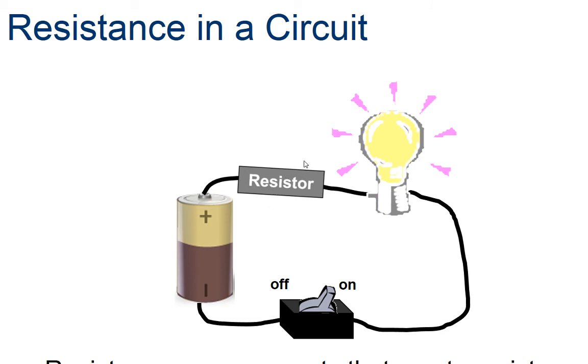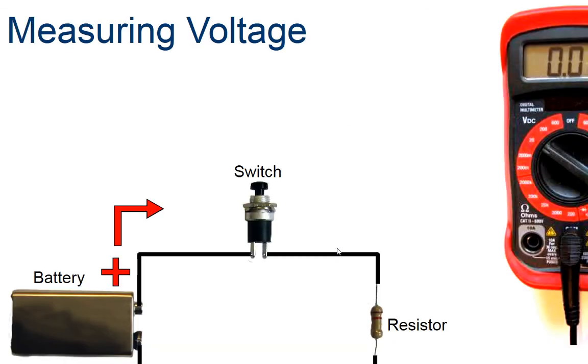So resistors reduce the flow of electrons, which can be useful, and therefore we can use resistors to control the amount of electricity that we have. So that's going to be the end of this video. In the next video we'll talk about measuring voltage, amperes, and resistance, and then also how we calculate this using our equation for electricity.